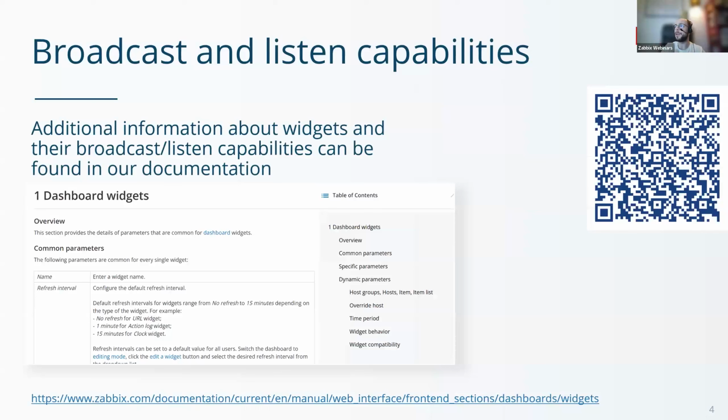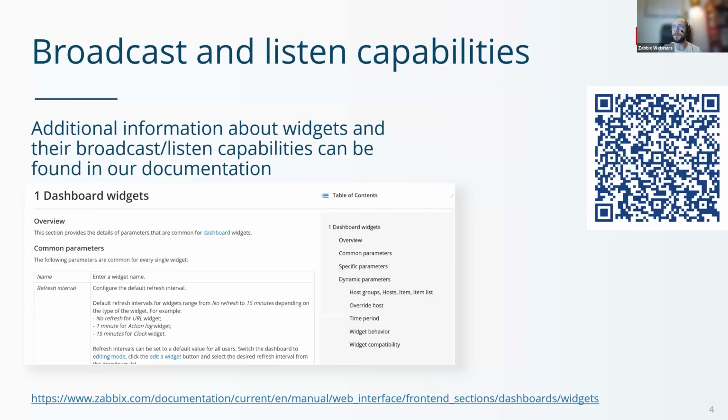Over here, I have a QR code linking to the documentation page, so you can open it manually, look up widget broadcast or widget listen, and you'll find it. Or you can just follow the link below or scan the QR code on my screen. Like I said, very good cheat sheet when you're designing your dashboards and trying to figure out how interactive they should be.